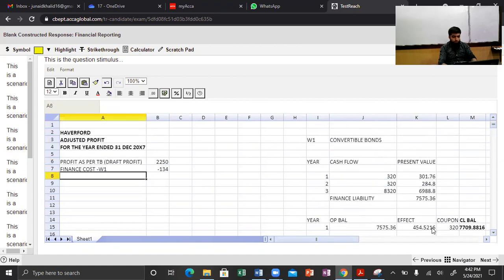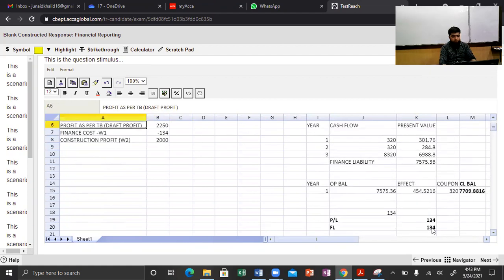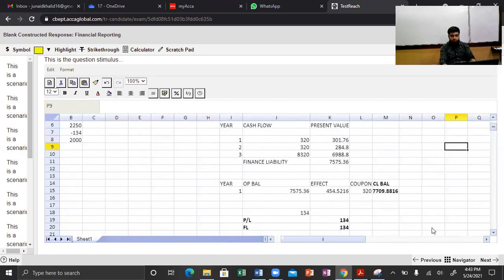So we are going to record construction profit. We refer to working 2 for this, and the amount is 2,000. Okay, so that means the construction profit is going to increase the profit. So we are adding up this construction profit.